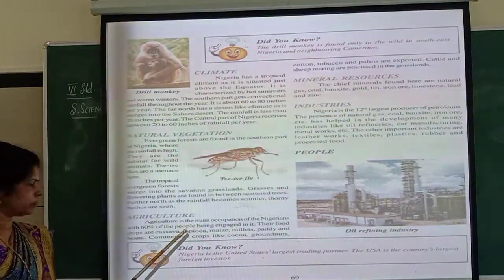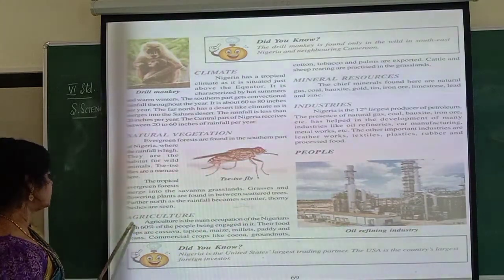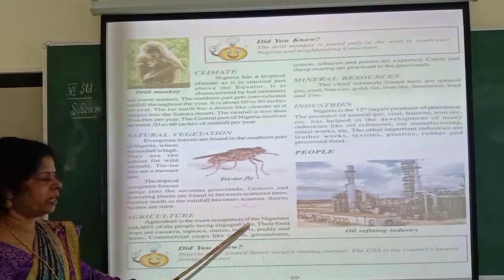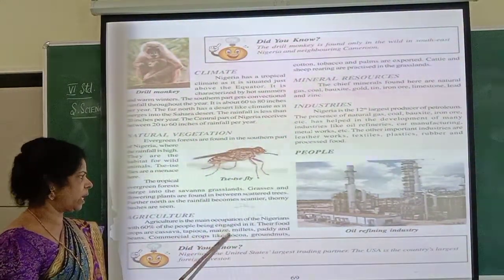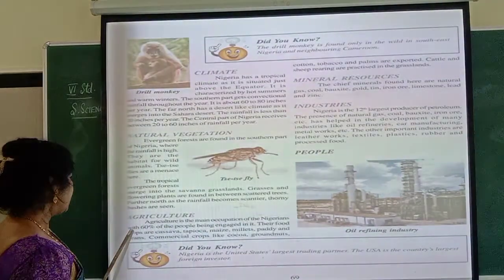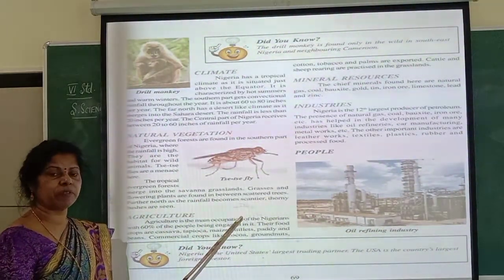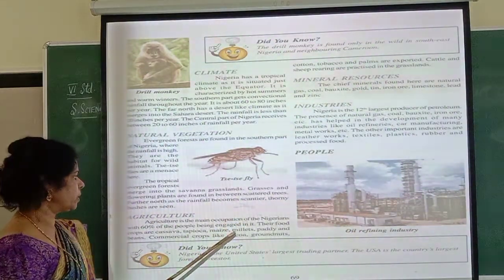Coming to agriculture. Agriculture is the main occupation of the Nigerians, with 60% of the people being engaged in it. So the main occupation of these people in Nigeria is agriculture. And with 60% of the people being engaged in it, 60% of the people are farmers there. They are engaged in agriculture.